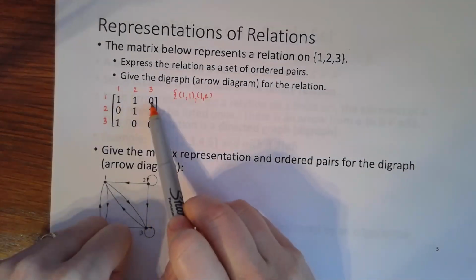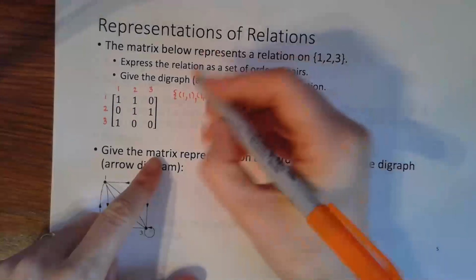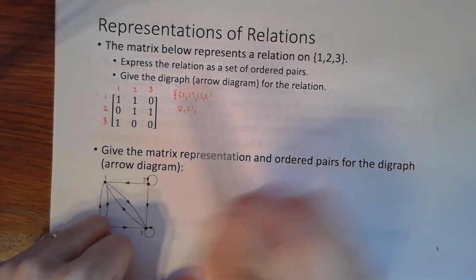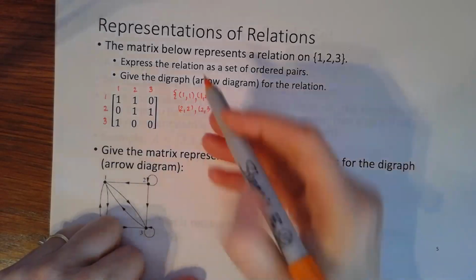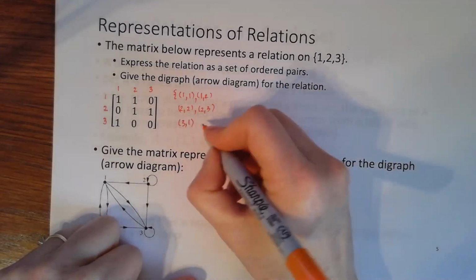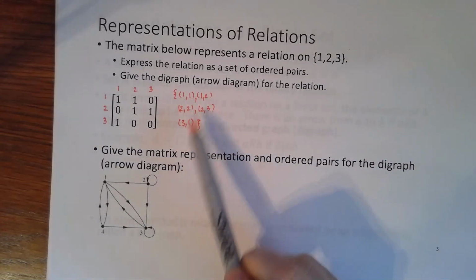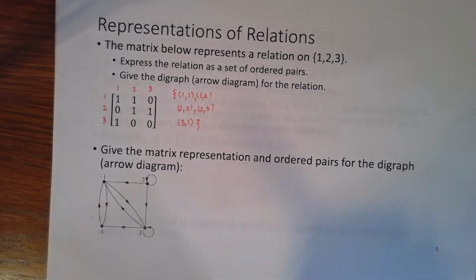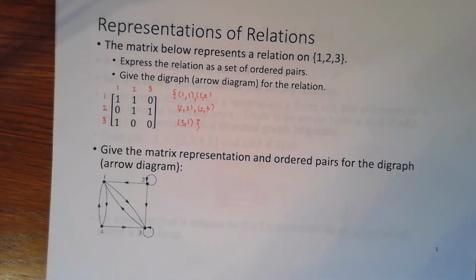But 1 is not related to 3. Okay, 2 isn't related to 1, but 2 is related to 2. And 2 is also related to 3. And then 3 is only related to 1, but nothing else. Okay, so we have these. Notice that there are 1, 2, 3, 4, 5 ones, and there are 1, 2, 3, 4, 5 ordered pairs. The number of ordered pairs should match the number of ones that you see in the matrix.